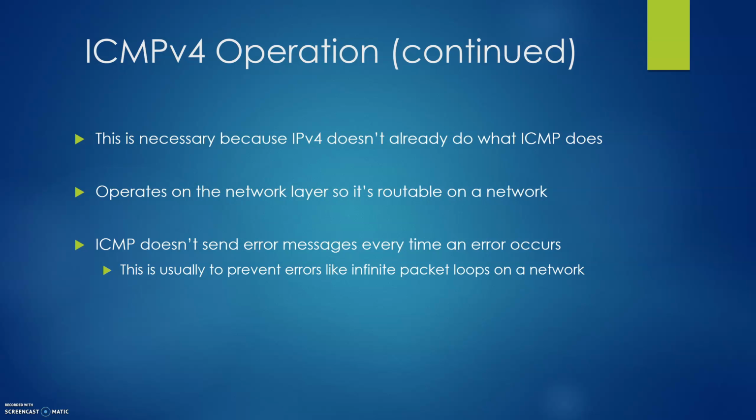And ICMP doesn't send an error message every time an error occurs, because if the initial error caused another error for the next ICMP packet and it just kept looping like that, it would cause a ton of congestion, which is not good. So this prevents loops on the network.